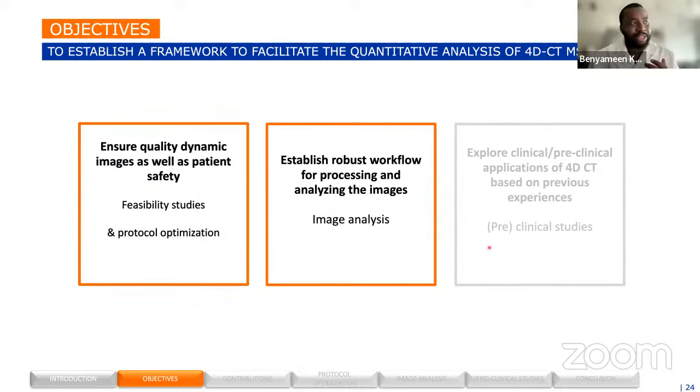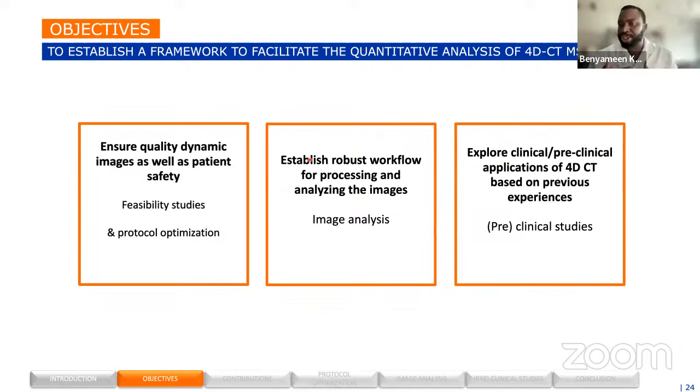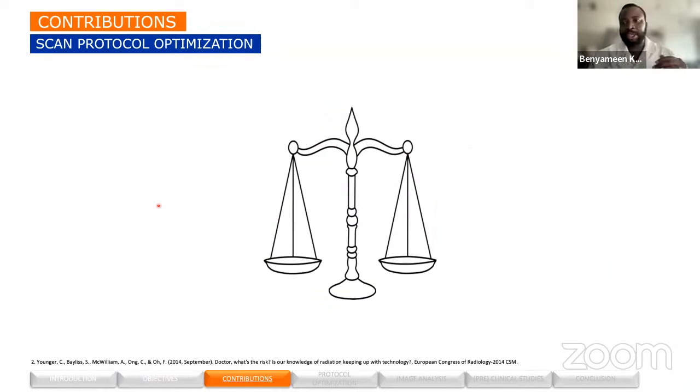The next step is the fact that, like I said, the technique generates thousands of images, so you don't expect anyone to try to manually analyze these type of images. So it's important to establish a workflow that can allow you to robustly, automatically analyze these type of images. And once you've managed to fix these two challenges, the next step would be to see if you can explore some clinical or preclinical applications of this technique. So these are the blocks we try to follow, and the rest of my presentation will touch on each of these blocks. So to begin with the scan protocol optimization, it's actually a balancing game.